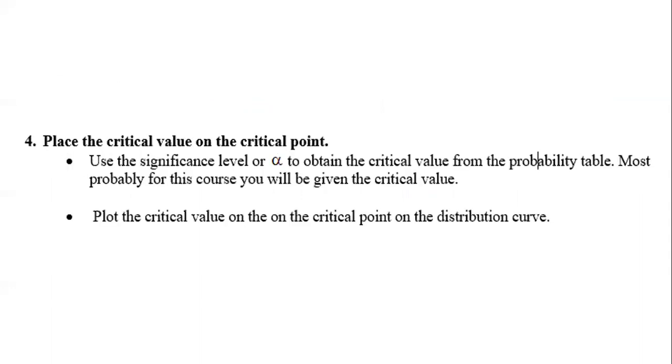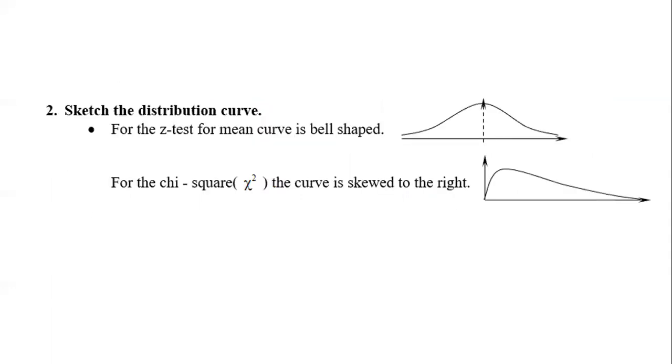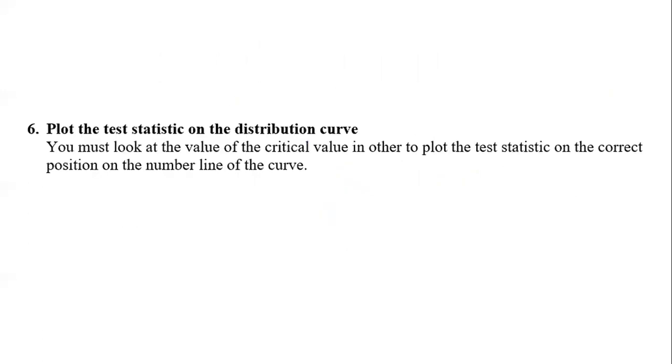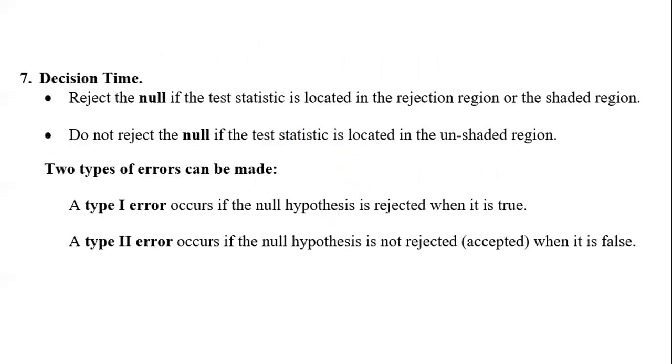Remember the curve that was drawn in step 2, and the critical region was shaded, and you have a critical value on a critical point. Then you have to go back to that curve and put the test statistic. Okay, that will be in step 6. And in step 7, then you have to decide whether to reject the null.